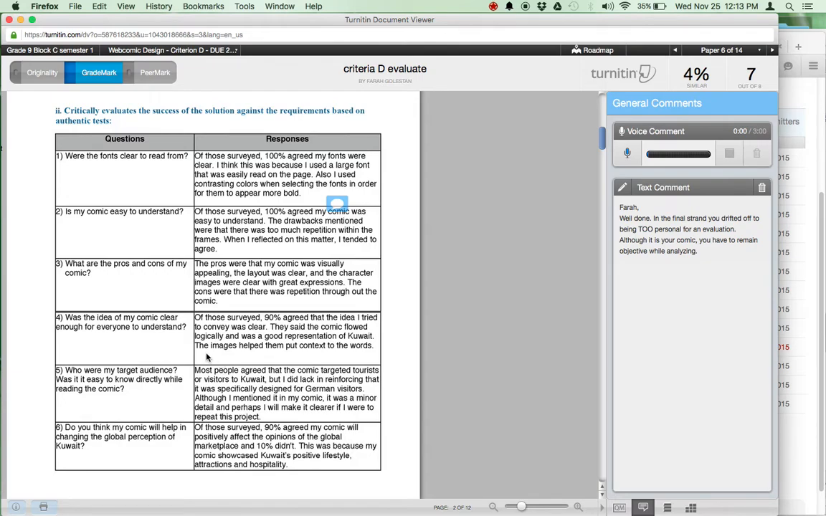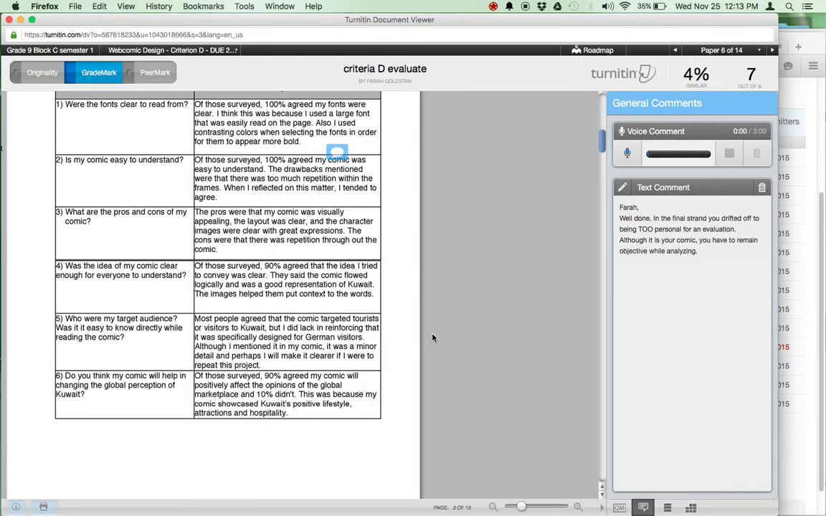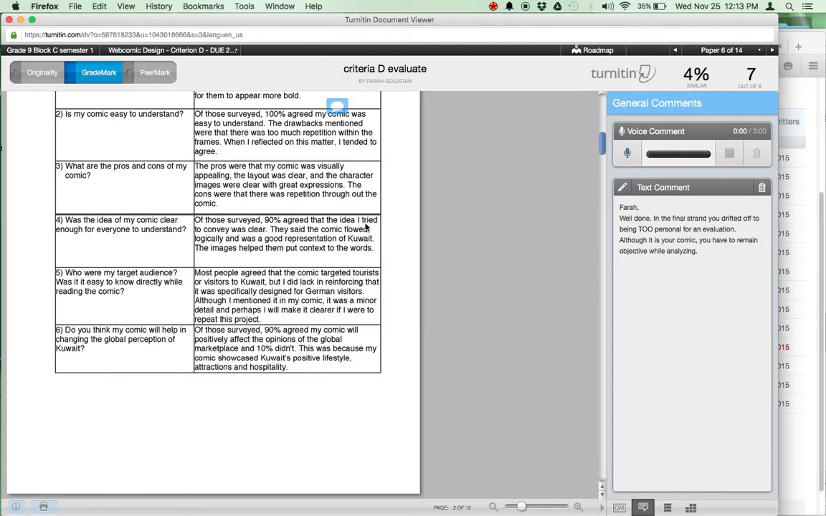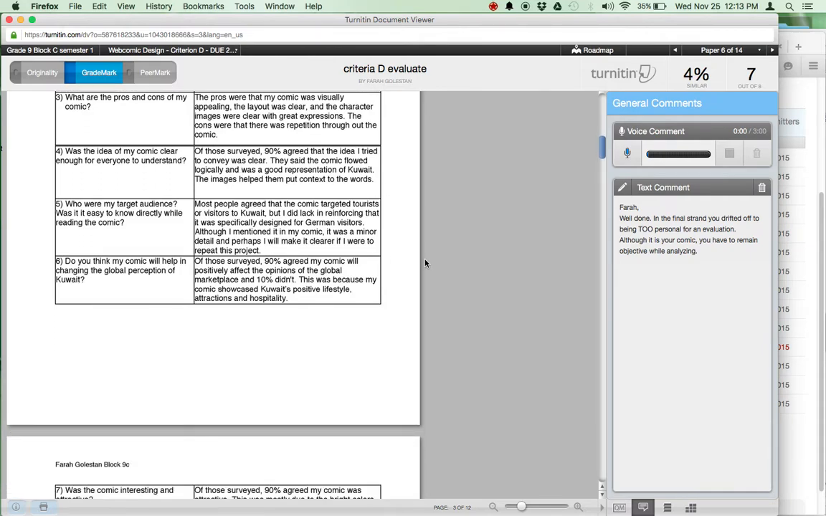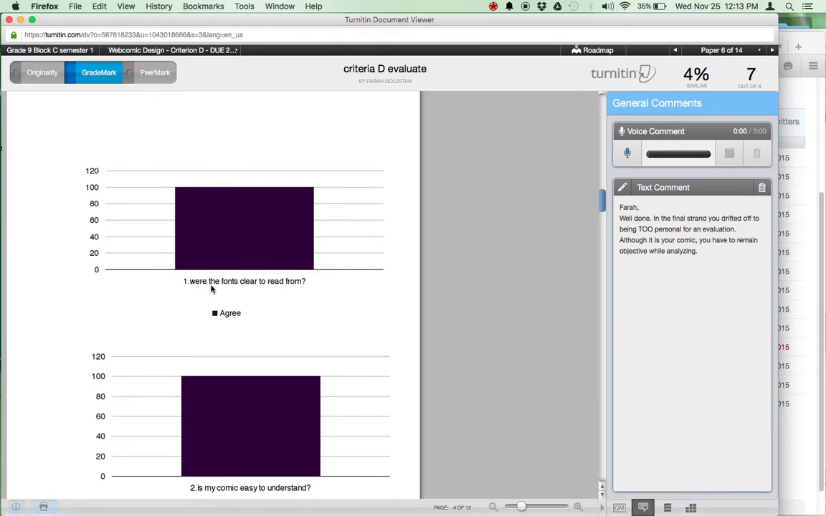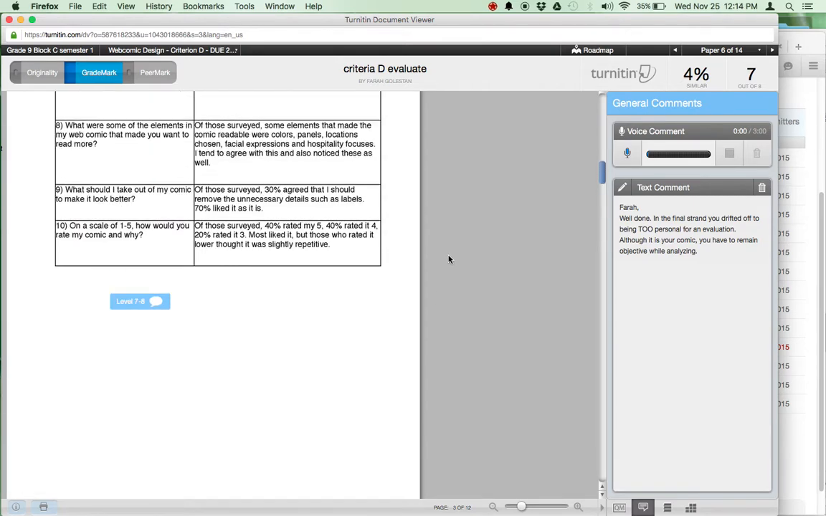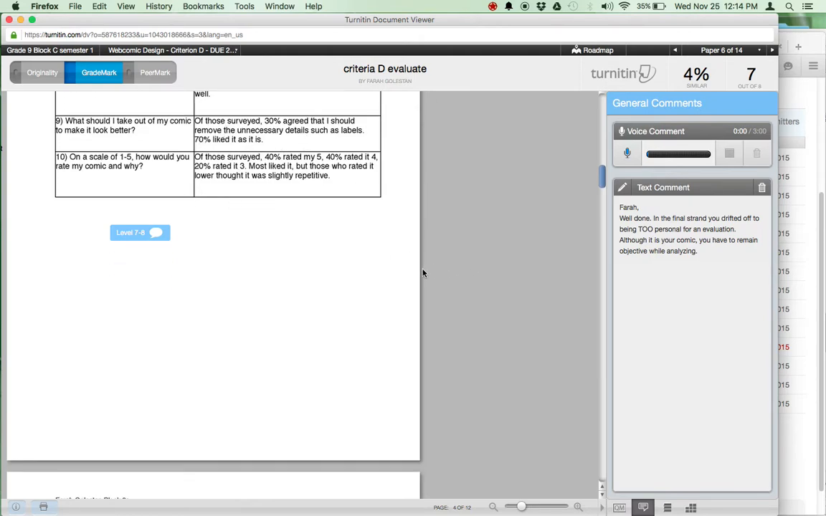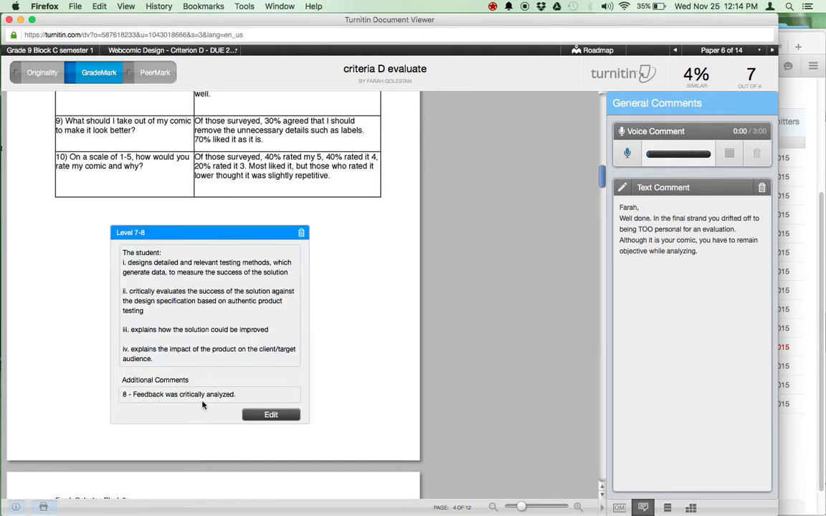Alright, strand 2. Here's where most people go wrong. The data that's actually below, Farah actually analyzed before we got to the data. When she asked what the question was, she broke it down and what it means. See how she said 90% agreed with the idea that she was doing was very clear. Don't just give me the data and leave it there. You have to analyze what that data actually means. So for her strand 2, feedback was critically analyzed as a perfect 8.